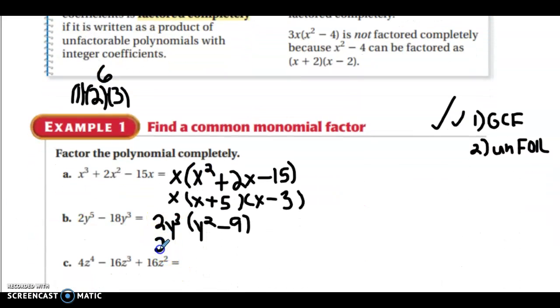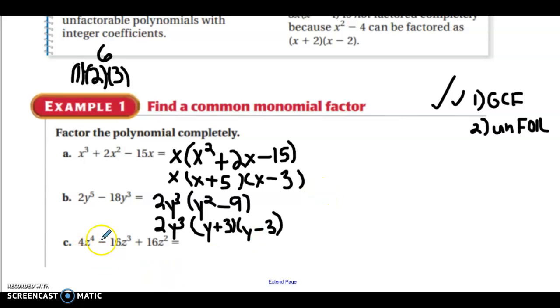So my final factored completely answer is 2y cubed, and this y squared minus 9 will factor as y plus 3 and y minus 3. And again, it's fully factored because nothing can be factored any further.